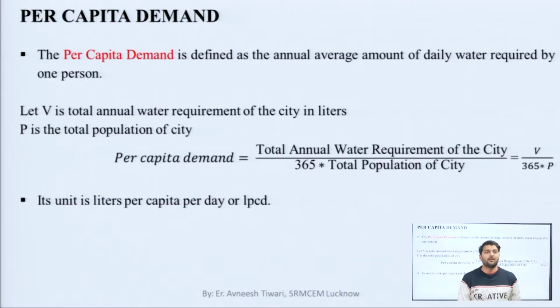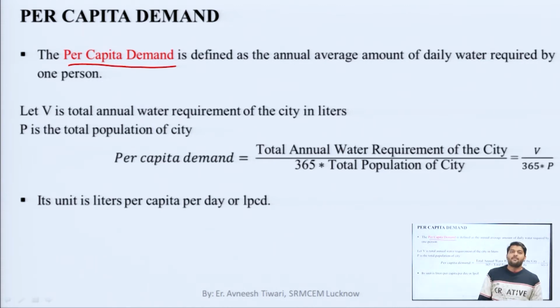Next important topic is per capita demand. So what is per capita demand? Basically, this term can be understood by a formula, or if we are going to understand it theoretically, then it is the annual average amount of daily water. Annual average amount of daily water, what does it mean?